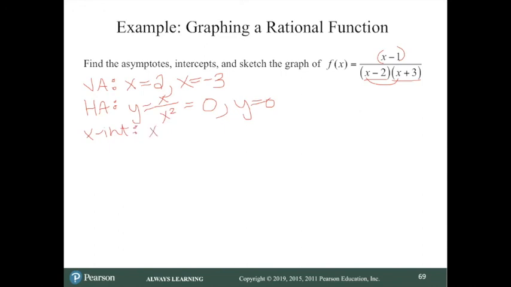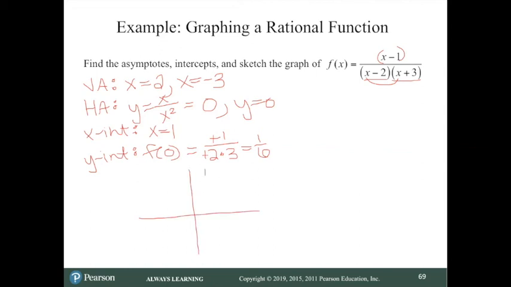And then we'll find x-intercepts next. X minus 1 equals 0, so then x equals 1. We'll find the y-intercept next. That is the initial value. So that's going to be -1 divided by -2 times 3, which gives us 1/6. Okay, so those are the asymptotes and the intercepts, and then we'll sketch a graph.